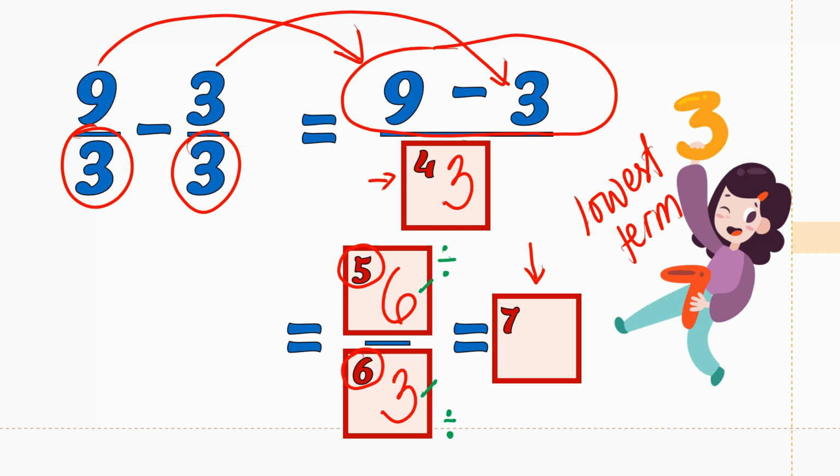Okay? I-lowest term natin ngayon si 6 out of 3. Ang number natin na pwedeng ma-divide kay 6 at saka kay 3 ay, pwede ba ang 2? No, kasi bawal siya sa 3. So, kung bawal sa 2, then 3. Okay? Pwede ba ang 3? Yes, 6 divided by 3 and 3 divided by 3.